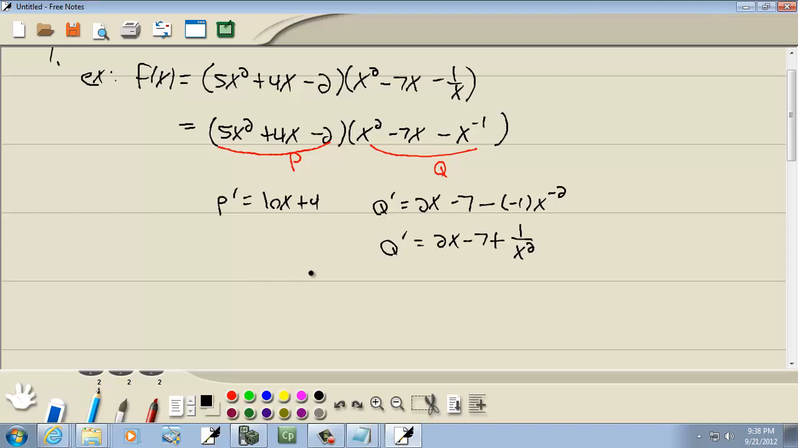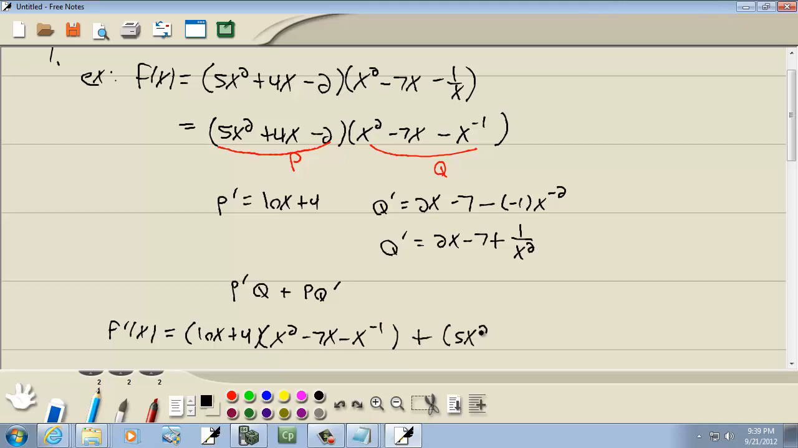My formula, and I'm not simplifying that yet, so we'll see what happens. So we got p prime q plus p q prime. So for our derivative, p prime was 10x plus 4 times q, which was x squared minus 7x minus x to the negative 1, plus p, which was 5x squared plus 4x minus 2 times q prime, which was 2x minus 7 plus 1 over x squared.